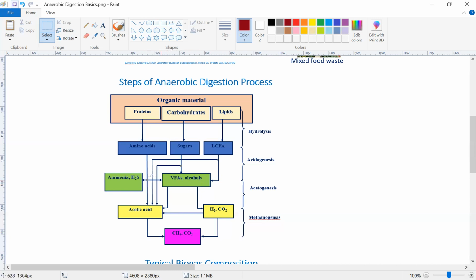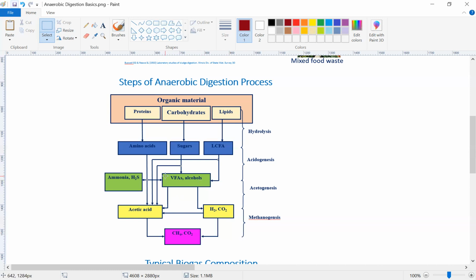Aside from these intermediates, you can also find some ammonia and hydrogen sulfide, depending on the composition of the organic matter that you start with. If you have some proteins, you can have a high ammonia concentration. If you have some sulfur, which can be contained in some proteins, you also expect some hydrogen sulfide.